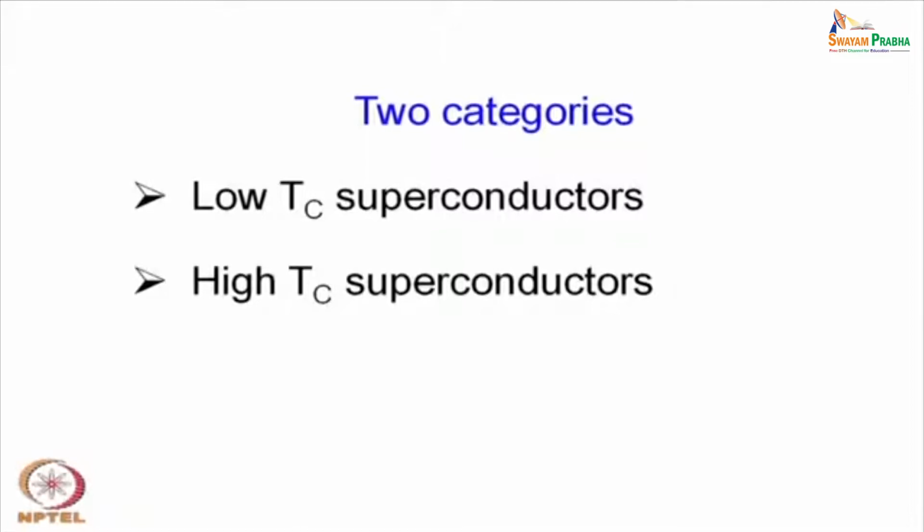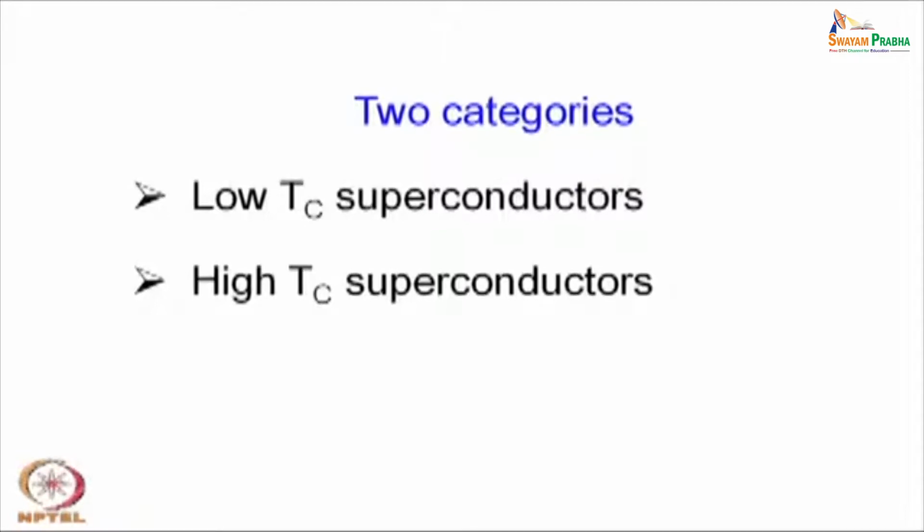So far there are 2 categories or 2 subgroups of superconducting materials. One is normally called low temperature superconductor and the other is high temperature superconductor. Of course, until very recently, about the mid-80s, most of the superconductors were basically low temperature superconductors, till some ceramic superconductors were discovered around 1986, and that is the distinction.